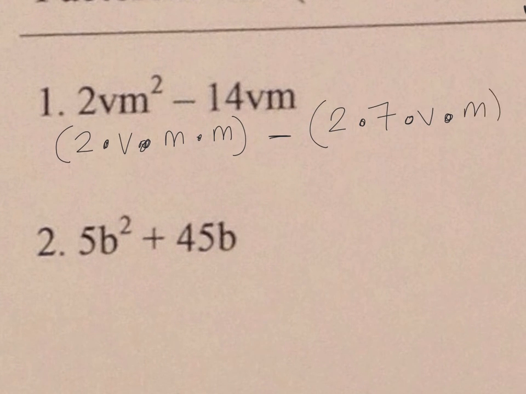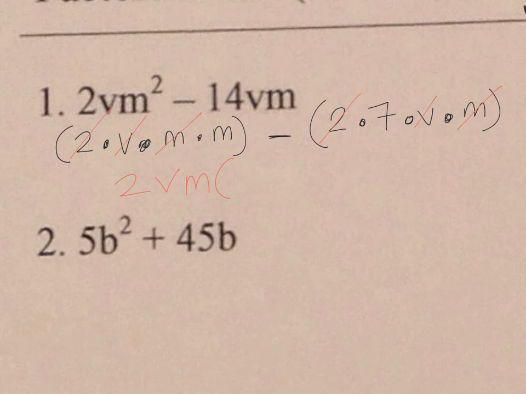Now to find out what the GCF is, I have to cross out the common factors, and that would be part of my GCF. So I can see that there's a 2 in common. I can see that there is a v in common. I can also see that there is an m in common. So then 2vm is my GCF. But remember, it doesn't just go away. It's going to be in front of my parentheses.